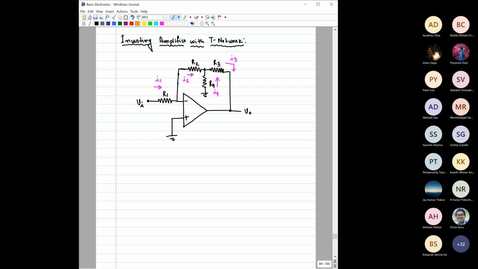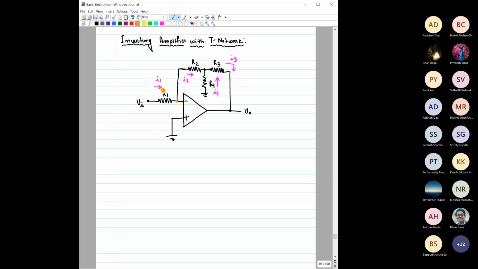We will try to get a similar type of gain, around 100, but we do not want to use R2 that high. So for that, one technique is quite popular. Instead of using a single resistor R2, use a T network right here. Earlier we had only one resistance R2 connected between this inverting terminal and this output, but now we have this type of T network, right?